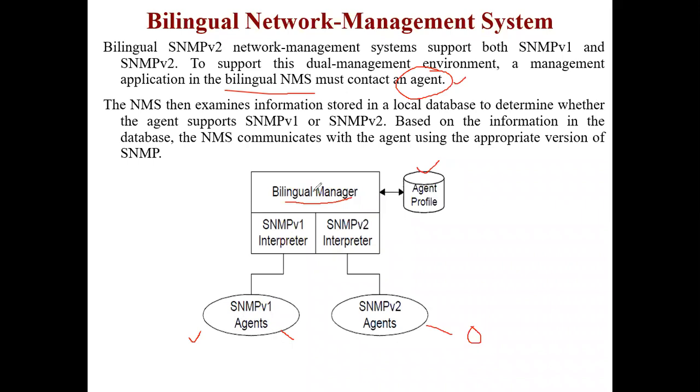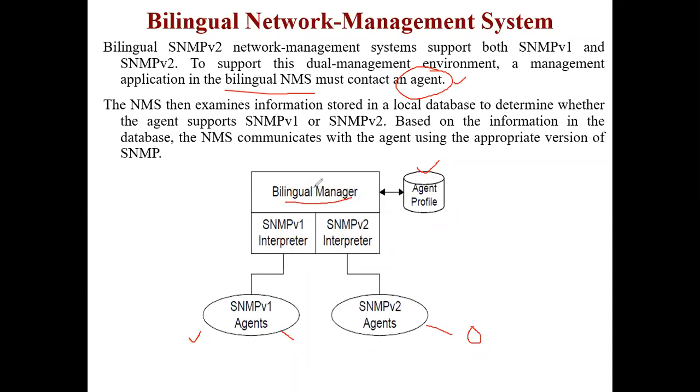So what I need to do is I have here an SNMP version 1 interpreter and here I have a version 2 interpreter. See, the approach is just very simple in the form of a small block diagram, but the process actually is behind that, and we do not have to go into that much detail. Okay, so what this bilingual manager will do is, suppose it will examine the information that is stored in the database. So suppose some agent has asked some query or something, okay, with respect to version 1.